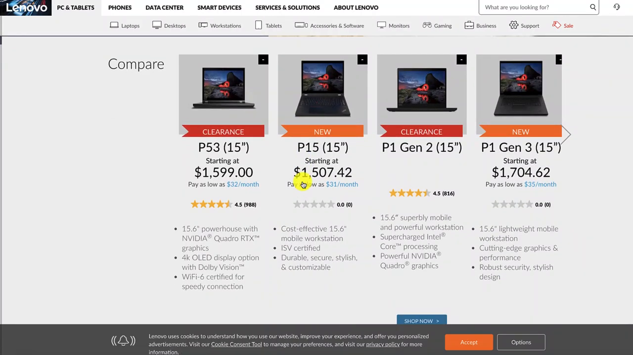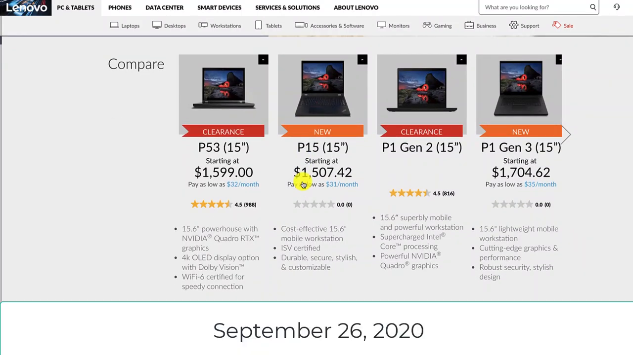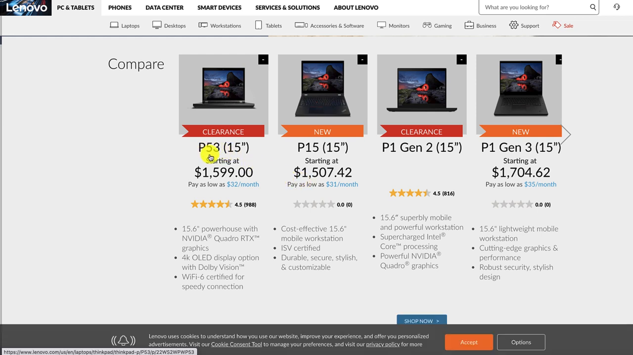Now, these prices are as of the date of recording, so these will change and fluctuate. The P53 that I was showing you just a moment ago is currently in clearance, and they're moving to the P15, which seems to be the most direct successor to the P53. And then there's also the P1, which is near, as I can tell, the third generation. This is the slimmer option for the more powerhouse P53. And we'll take a look at those two specifically.